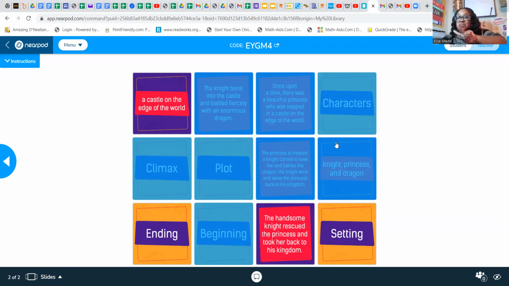Now we have two more, and then we are done. All right. Now we have the last one at the top. We're going to read that one. A castle on the edge of the world. Is that talking about the end of the story?